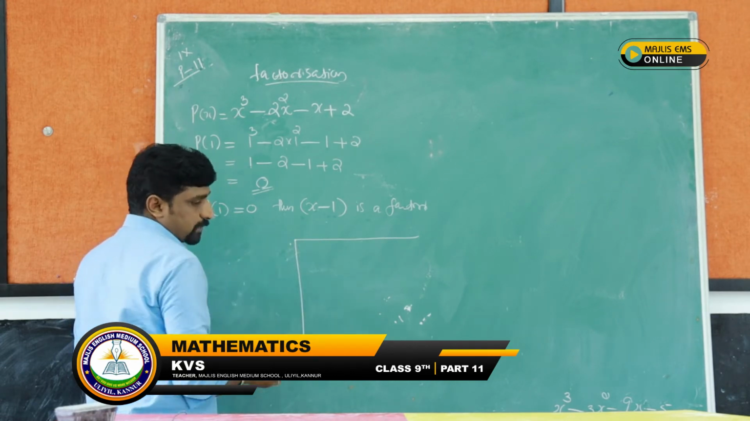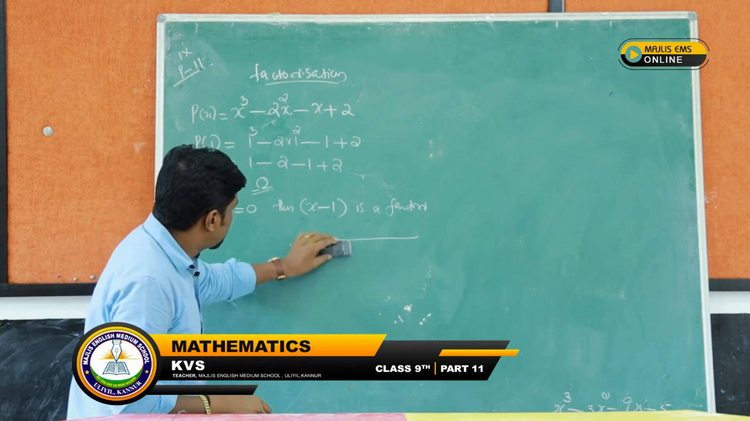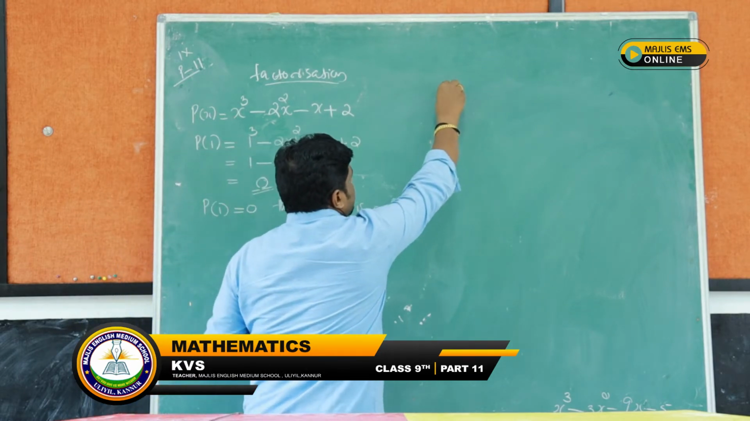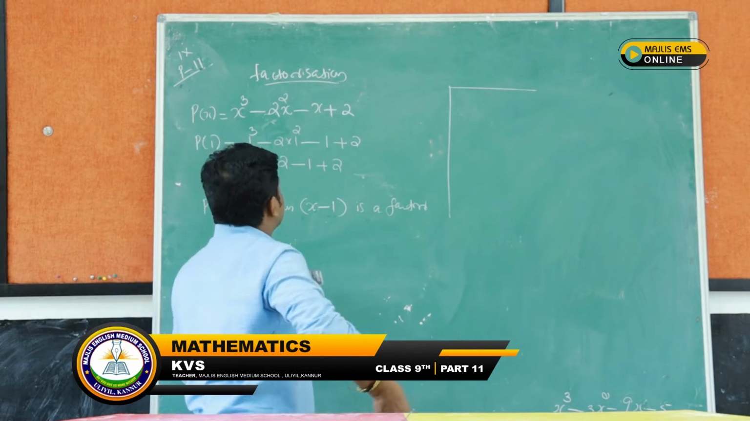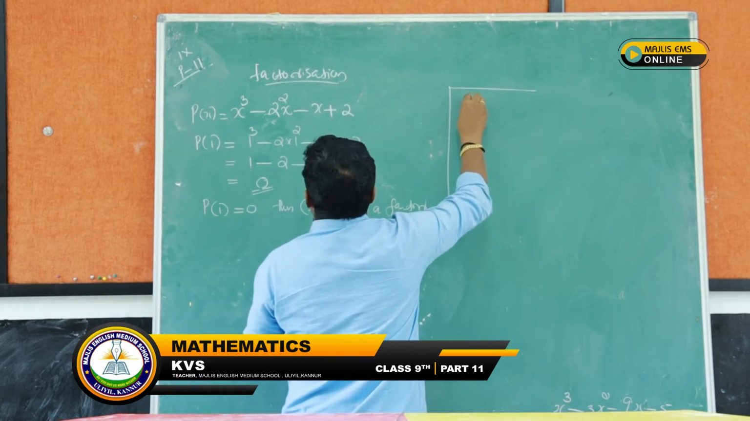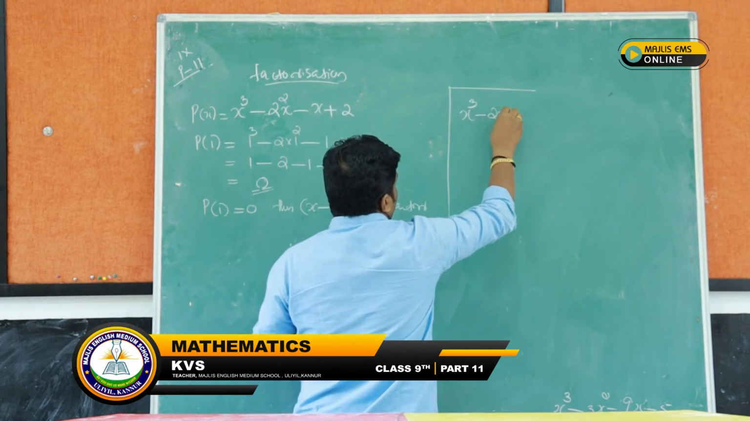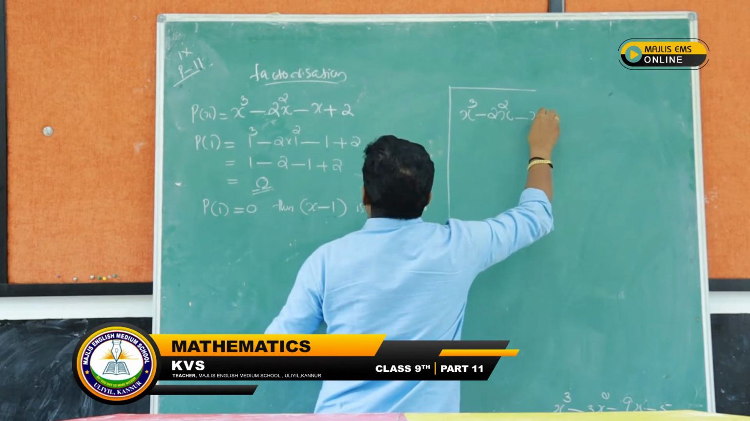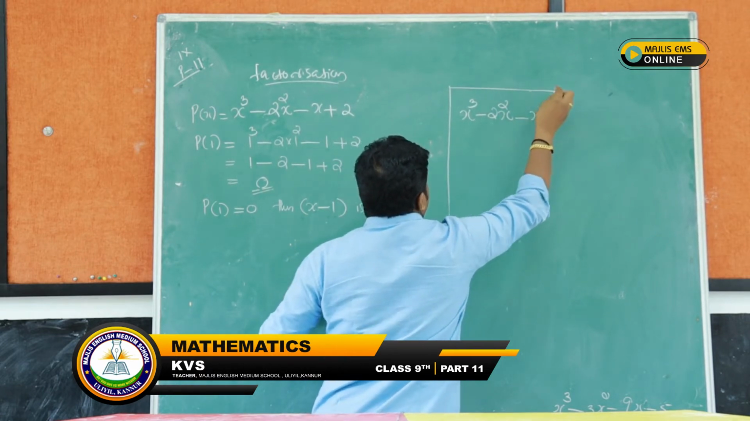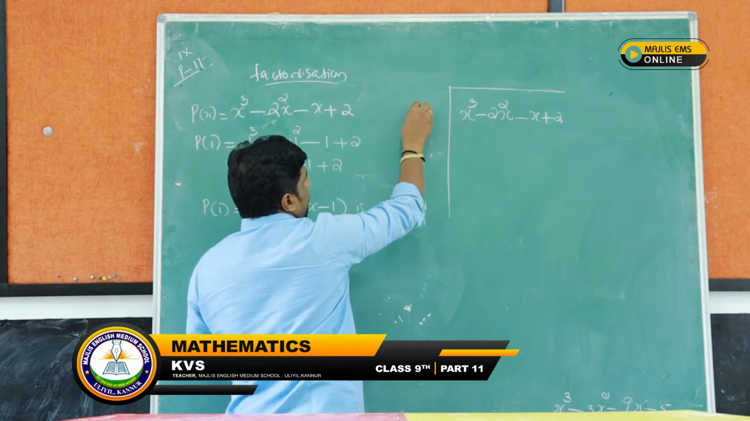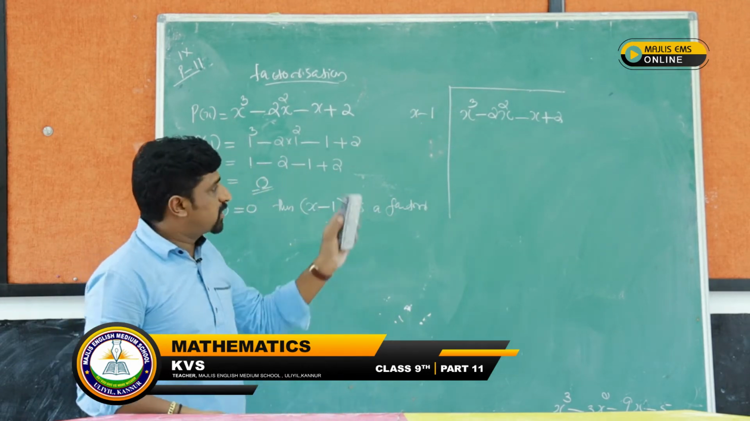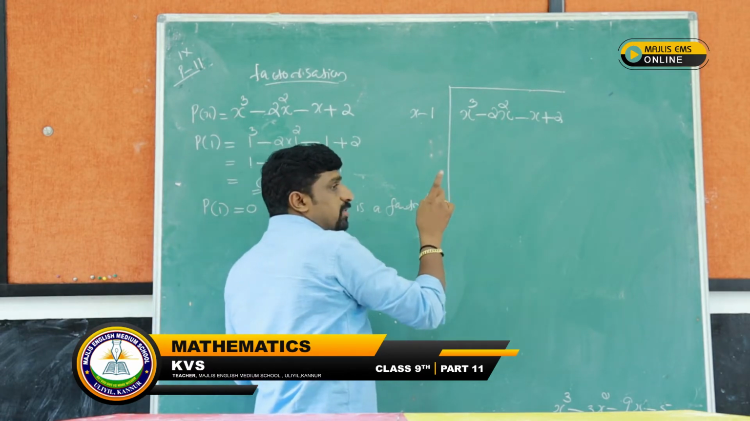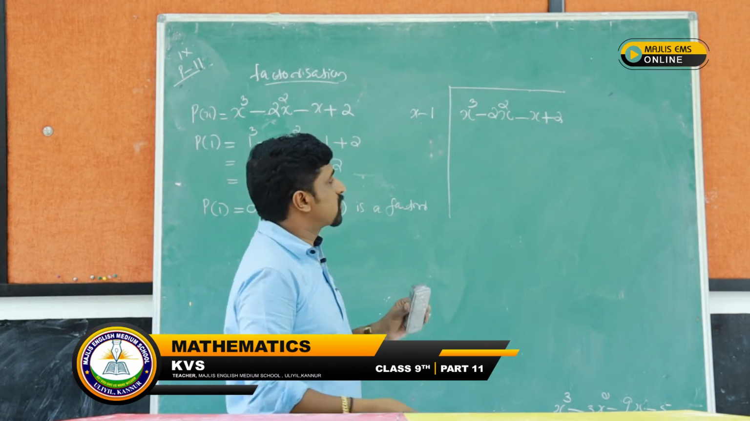The long division here: x cube minus 2x square minus x plus 2 divided by x minus 1. One factor we got now, and after that we do the long division. That division we have already practiced, so many questions like this.